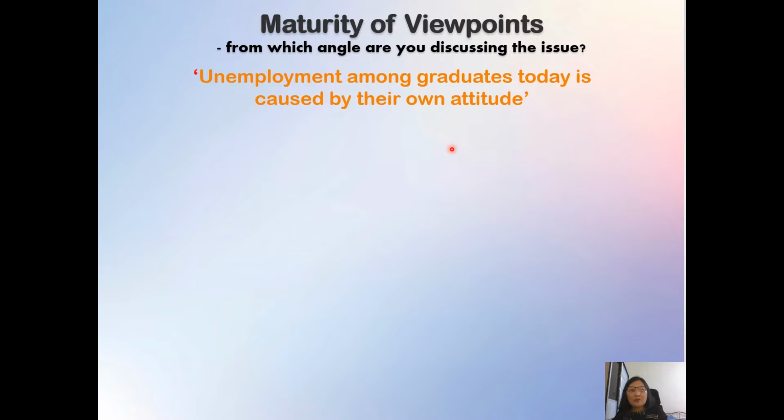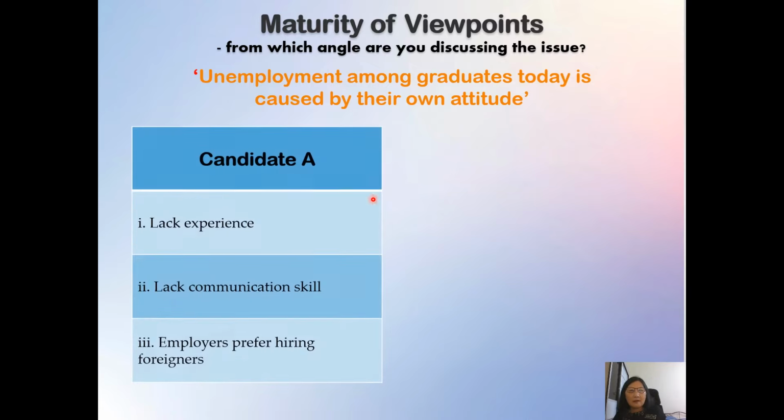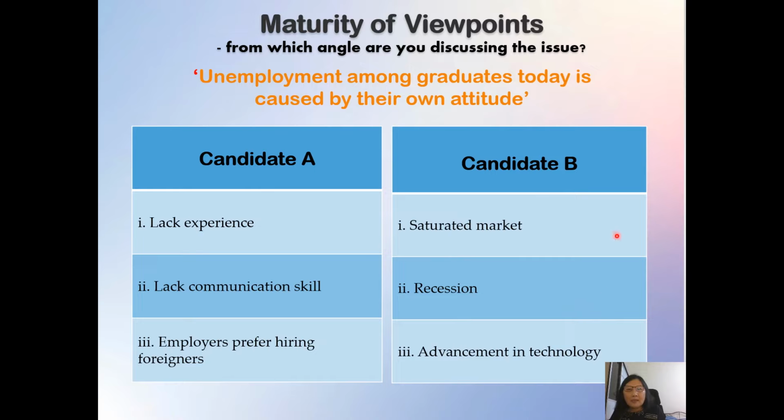We are now going to look at the viewpoints presented by two candidates. Let's say both of them disagree with the statement. These are the viewpoints presented by candidate A. In his opinion, unemployment among graduates today is caused by the lack of experience, lack of communication skills, and employers preferring to hire foreigners. Candidate B's opinion is that unemployment is caused by saturated market situation, recession, as well as advancement in technology.